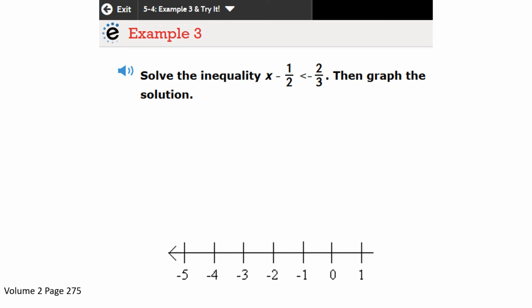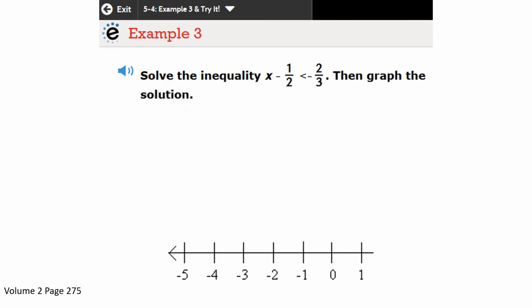Okay, hopefully you did the try it for example 2. Now we're going to talk about example 3, which is just a straightforward solve the inequality and then graph the solution. So it says solve the inequality x minus 1/2 is less than negative 2/3. So this is saying we have some number. If we subtract a half from it, our answer is still going to be less than negative 2/3. So you might think of what possible solutions could be.